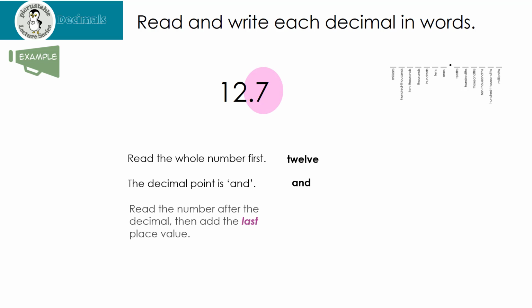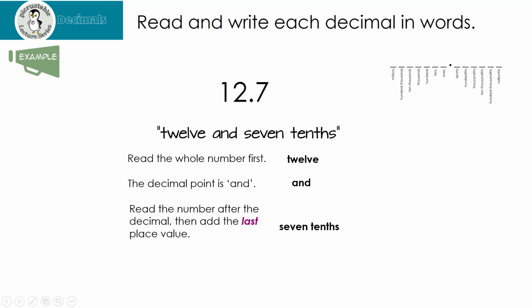For everything after the decimal, we simply read the number after the decimal, then add the last place value. In this case, we would say 7/10. Let's put it all together, 12 and 7/10. Now you're probably wondering, where did I get the tenths from? Actually, the 7 is in the tenths column. That's how I found it.